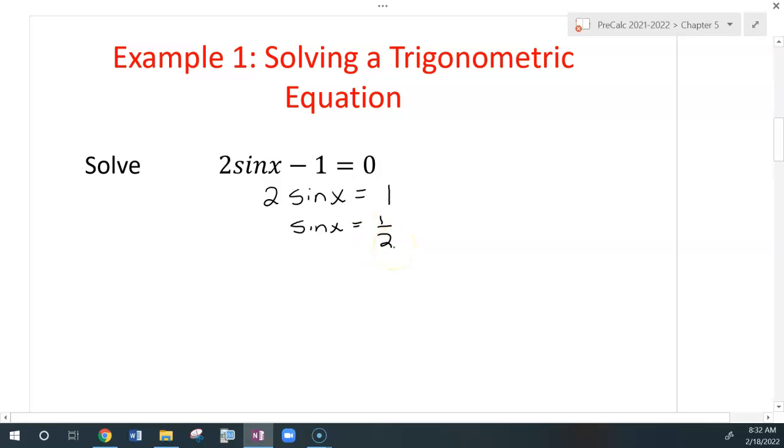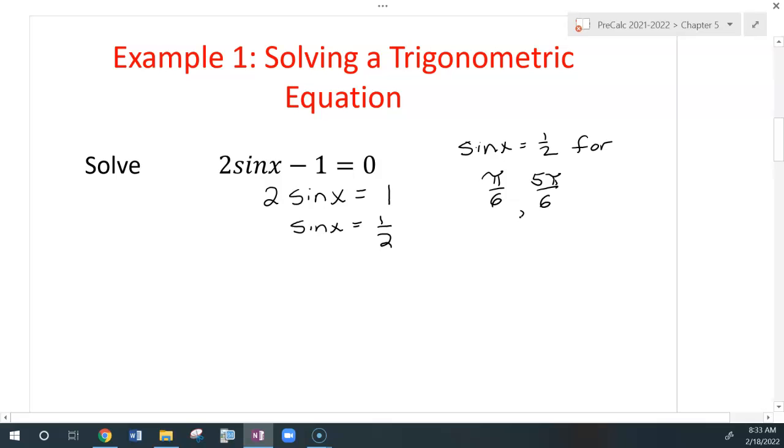Now what you're going to do is grab your unit circle, and we're going to find angles where the sine of x equals 1/2. So when I look at my unit circle, for sine of x equals 1/2, I've got pi over 6, and 5 pi over 6.